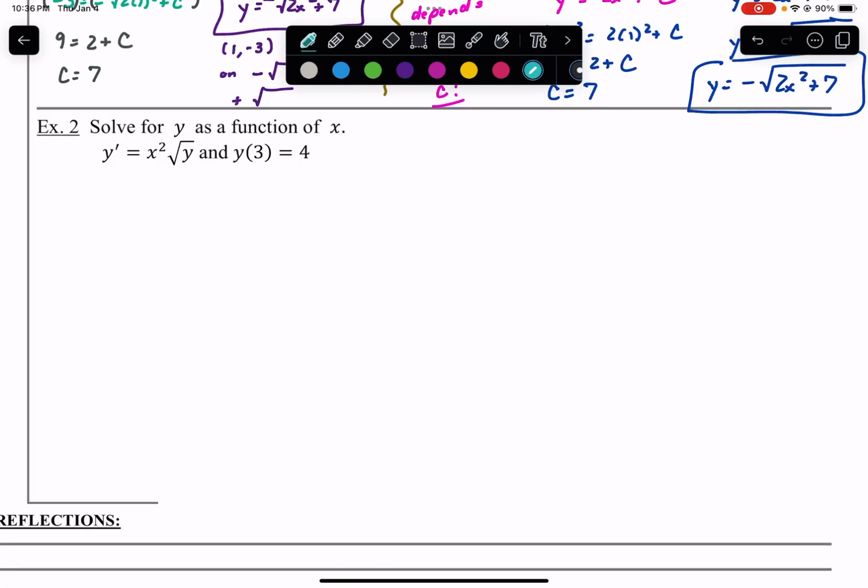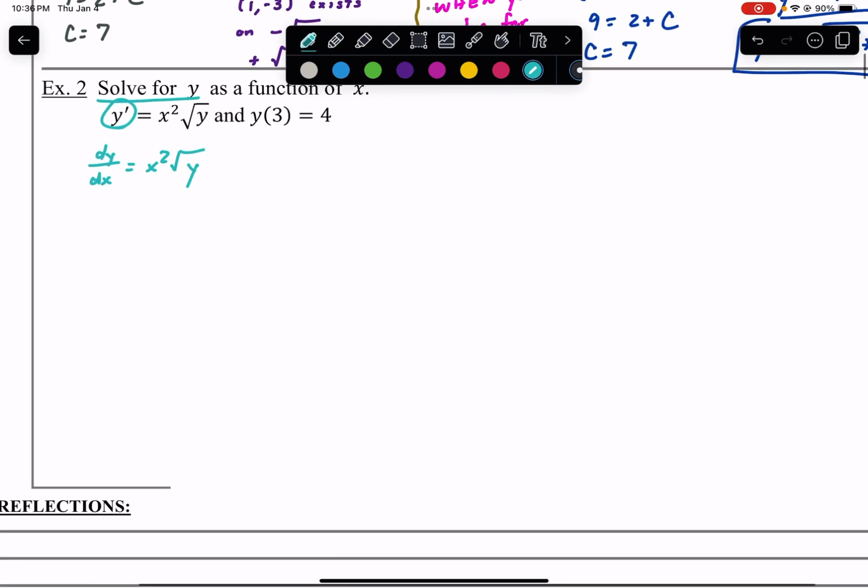Solve for y as a function of x. This is asking me to solve the differential equation. I was given the derivative. If you need to rewrite this as dy/dx, you may do so, but the first step is always to separate variables, no matter what.